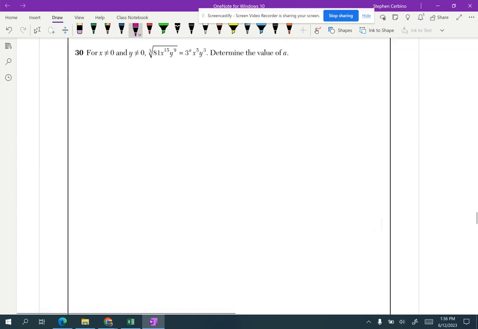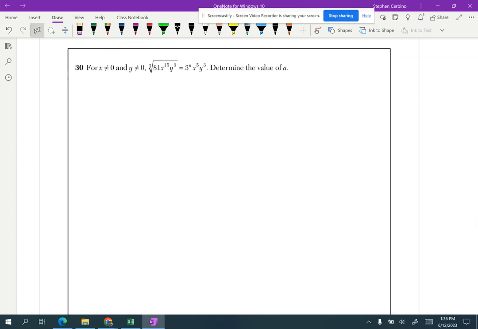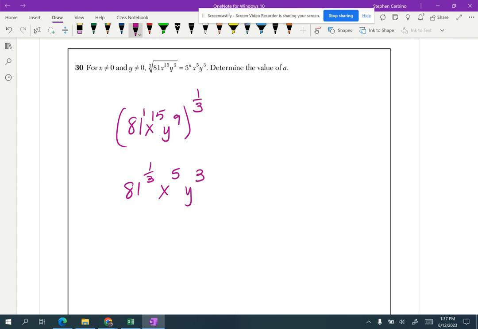Next one. Next one wants us to see if these two things are equivalent and determine the value of A. So right away I see a cube root. I don't like that. I'm going to make it an exponent of 1/3. And then each exponent, including the one on the 81, gets an exponent of 1/3. 15 times 1/3 is 5. 9 times 1/3 is 3. So I've already made these two things the same.